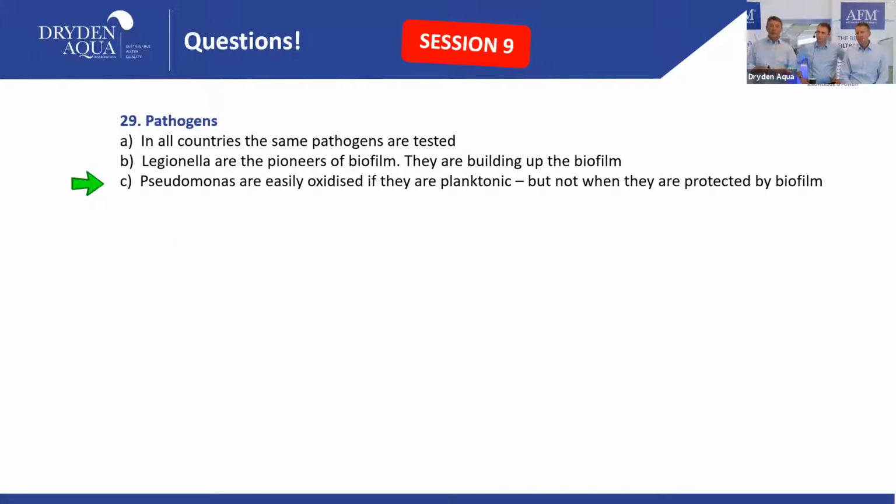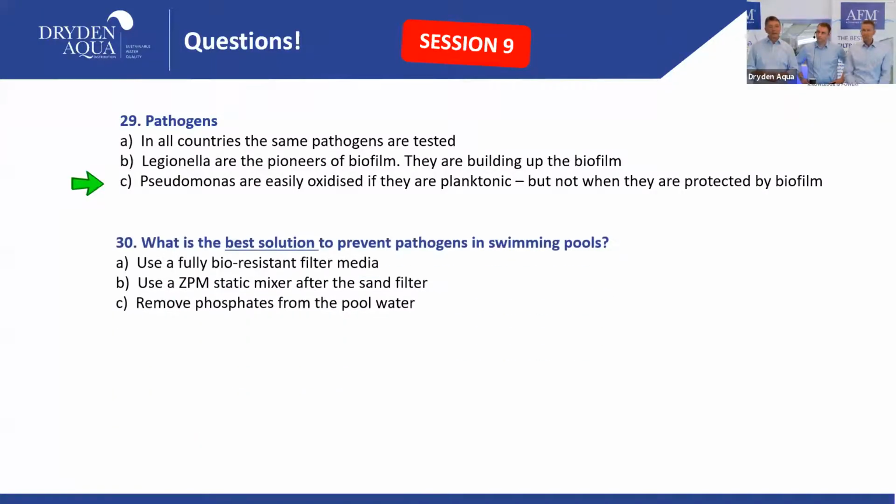By the way, I think Spain and Italy is quite right because Pseudomonas are the pioneers. If you have the pioneers in, you have the biofilm, then you have the problem. Not the Legionellas, it's the Pseudomonas which are the biofilm. And Pseudomonas, again, if they are planktonic alone, you can easily oxidize them, but not if they are in a biofilm. What is the best solution to prevent them in pools?